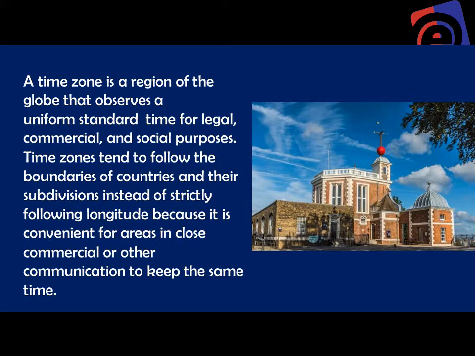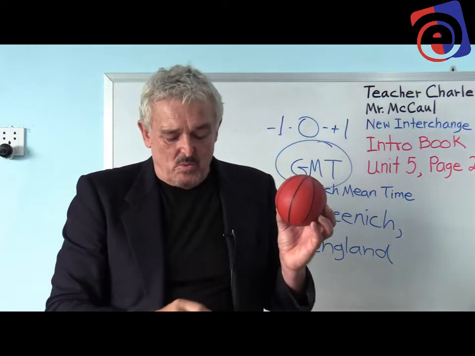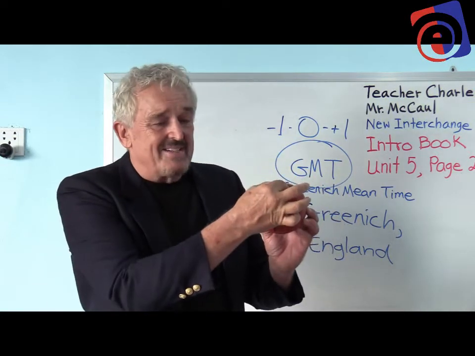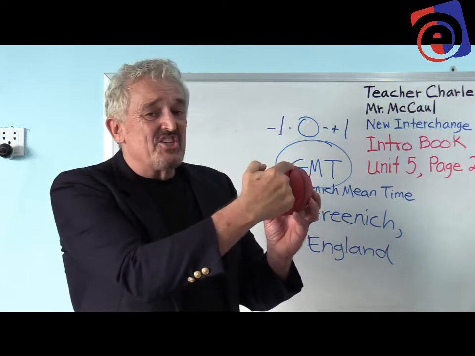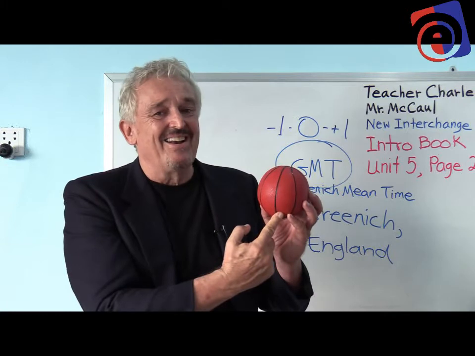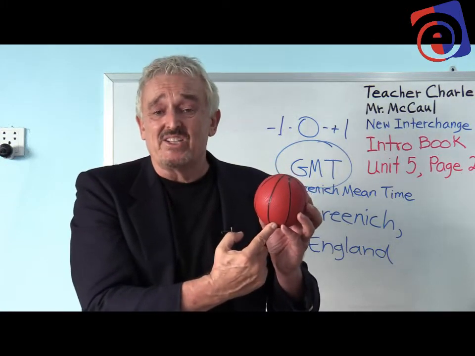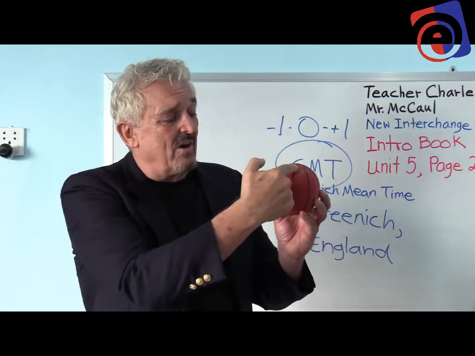A time zone is a region of the globe, a region of the world, and there's one time. The longitude lines on the earth are straight. The imaginary lines on the globe are straight, but the time zones are not straight. The time zones are crooked.